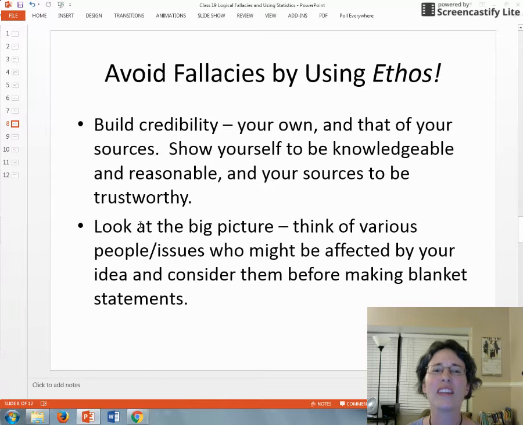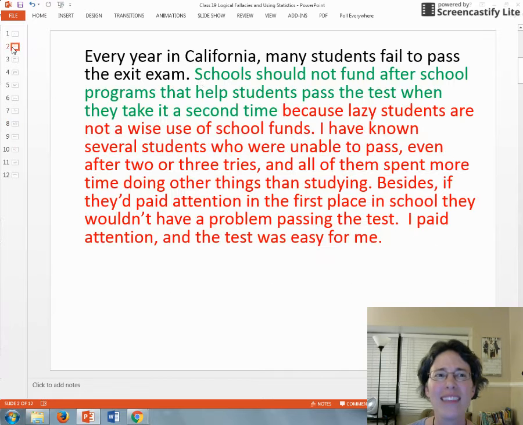The other thing that you can do is think about so what and who cares. Think of the various people or issues who might be affected by your idea and think about them before making blanket statements. I think that this student didn't really think about the people who might be having a hard time passing the exit exam and not because of laziness. He didn't think about the big picture, and so there is a logical fallacy here.